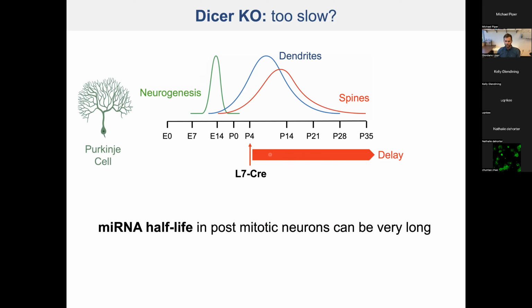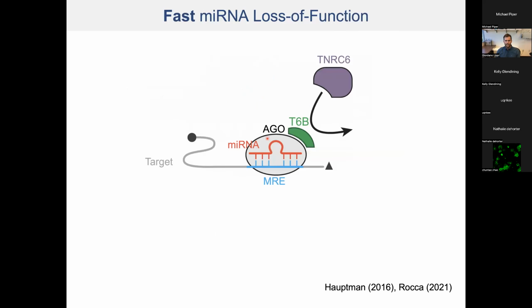Okay, so everything we've done so far in the field using dicer knockout is probably not very good if you're looking at development of the rodent brain, in which things happen very rapidly. So we need a much faster tool to be able to block microRNA function. And so what we did is we took advantage of this peptide that has been developed by Gunter Meister's lab. It's called T6B, and it is the portion of TNRC6 proteins that has high affinity for argonaute proteins.